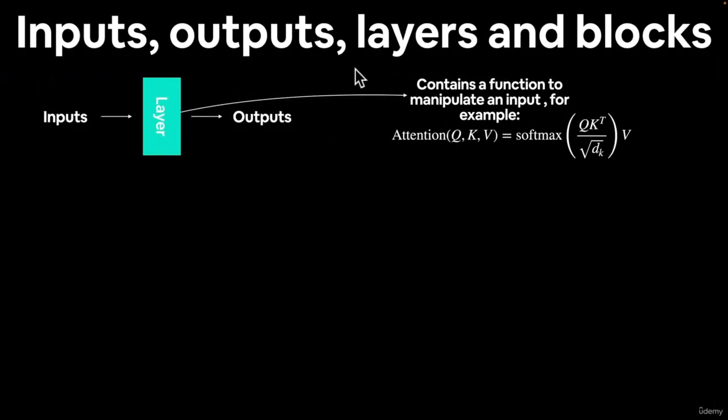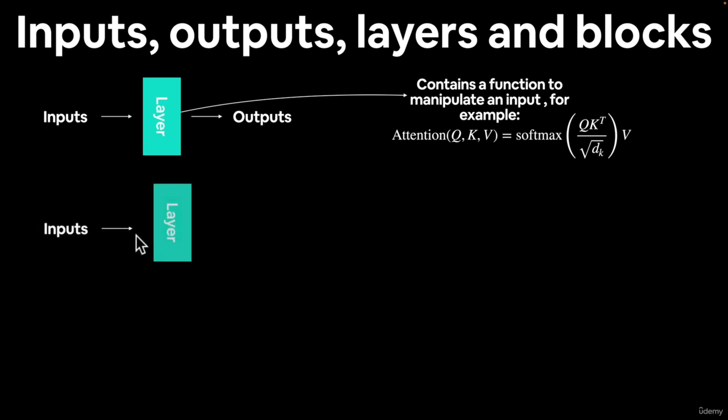So let's jump back. We're breaking this down. So that's a single layer. A single layer has some inputs and some outputs, and the inputs get manipulated by some sort of function. An example function could be attention, and in the case of the Vision Transformer, this is actually used in the architecture.